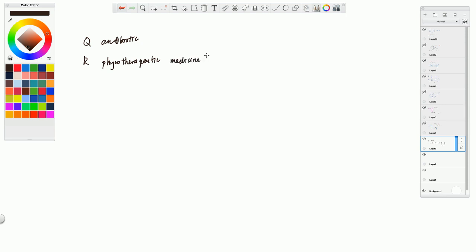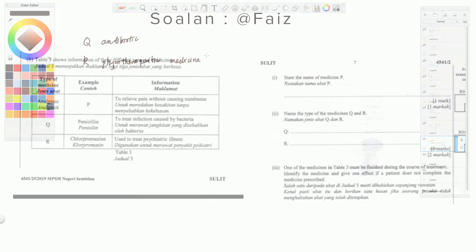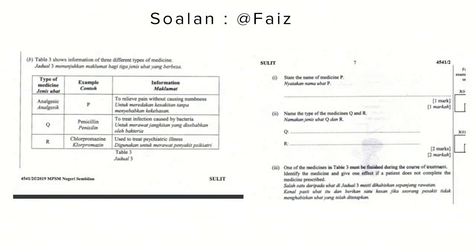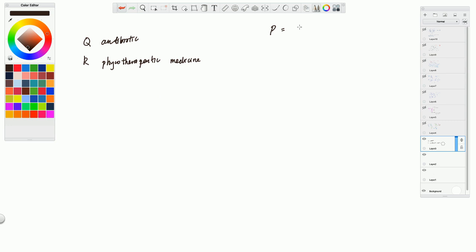All right, name of medicine P. To relieve pain without causing numbness. So you can say anything from paracetamol, because causing numbness is a strong analgesic. This one is just a mild analgesic. One of the medicines must be finished during the course of treatment. Which one? So ubat yang mesti dihabiskan is antibiotic Q.